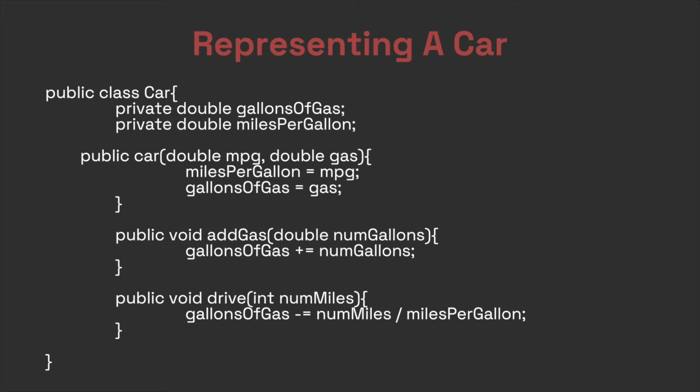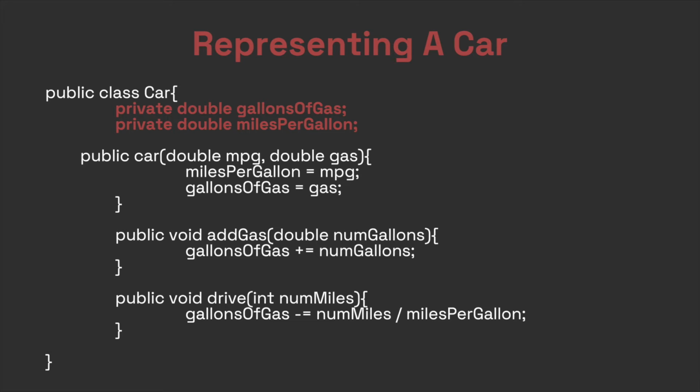Say for example we want to create a car object in our code. Here's what a basic class might look like. This might seem daunting, but let's break it down, shall we? Here we have our class declaration. This class is public because we want other classes to be able to interact with it, and the name is car, pretty self-explanatory.